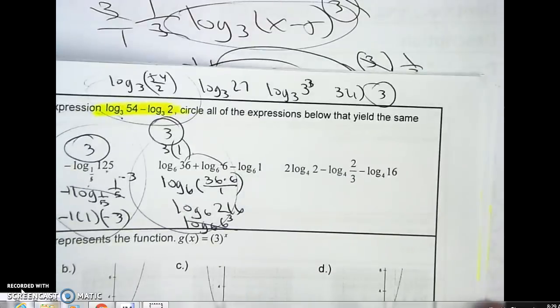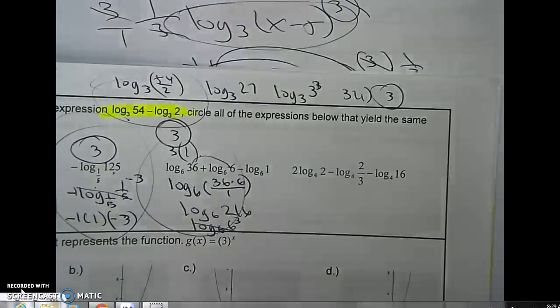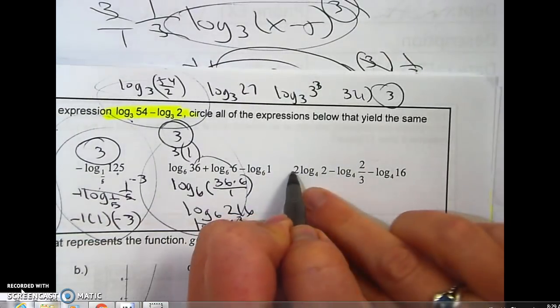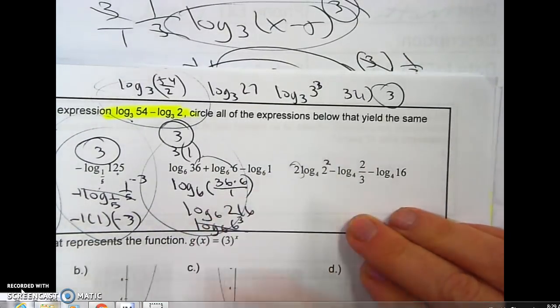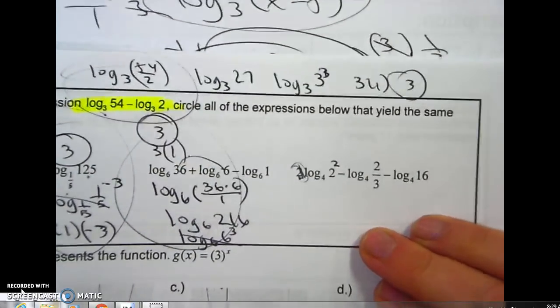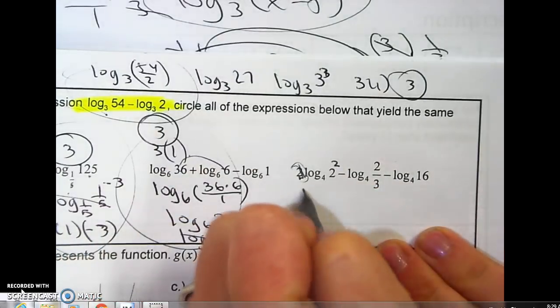Let's try the last one. The last one is a little bit more complex, but it's okay. Remember how the little turns big, but this time we have a big, so it's going to turn little. Okay, just do the inverse. So then I know now that 2 squared is 4.